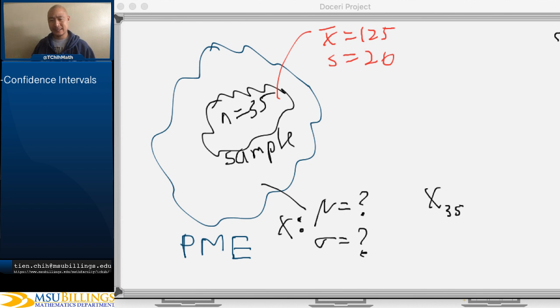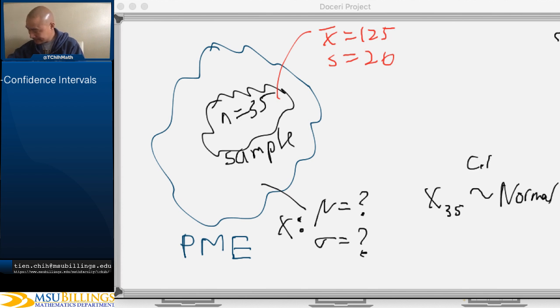let's say the average value of 35 purple microelephants, well, that thing is likely to be normal, right? By the central limit theorem. The central limit theorem, because we've taken a sufficiently large sample of 35, implies that the average of 35 microelephants should be a normal variable.